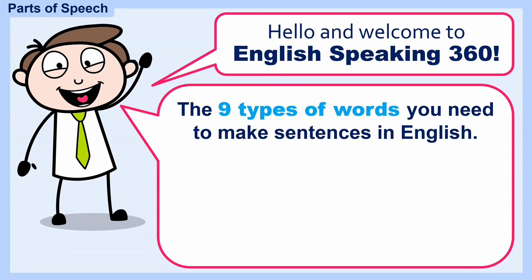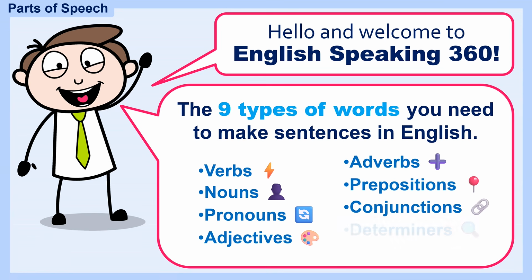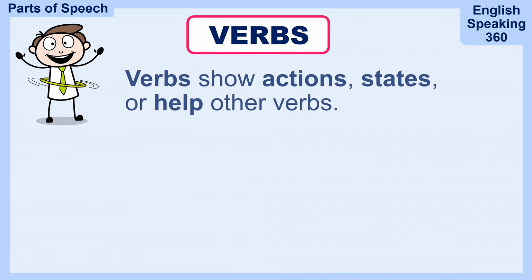Today, I'm showing you the 9 types of words that you need to make sentences in English. Verbs, nouns, pronouns, adjectives, adverbs, prepositions, conjunctions, determiners, and finally, interjections. This video will help you identify them, and it will also help you understand how they work together to make great sentences in English. Let's get started with verbs.